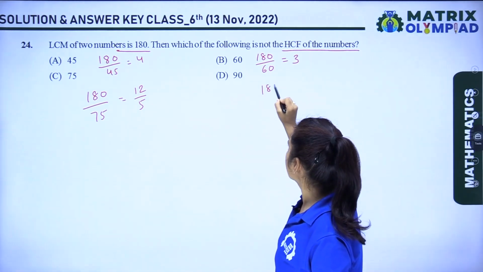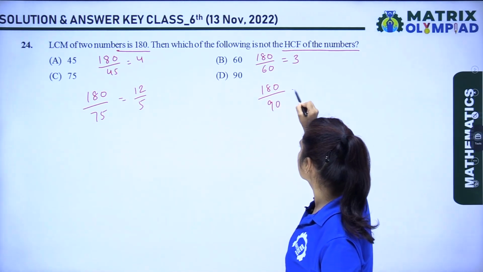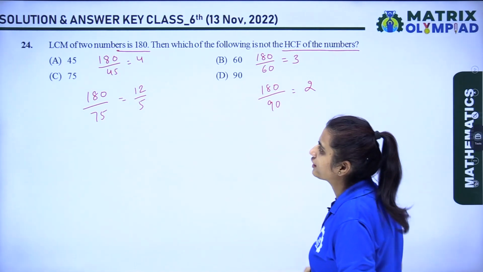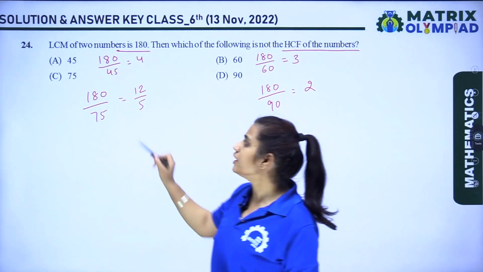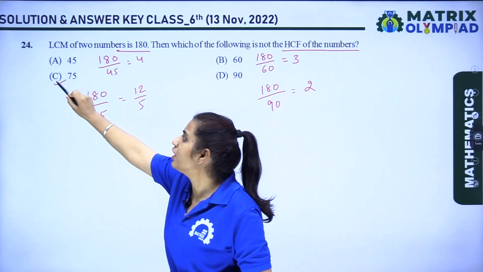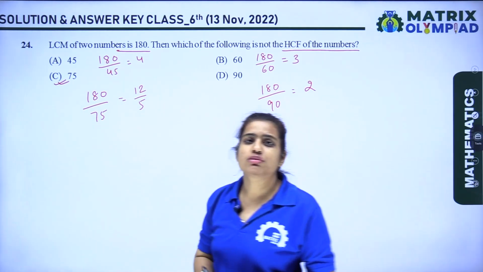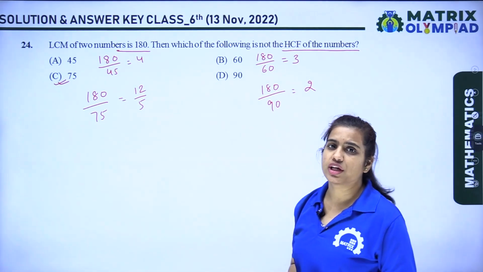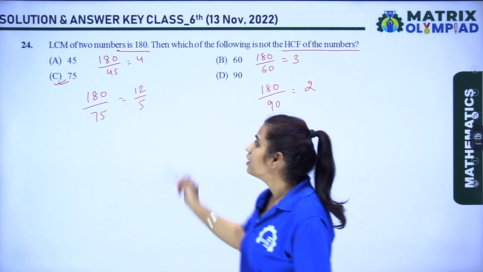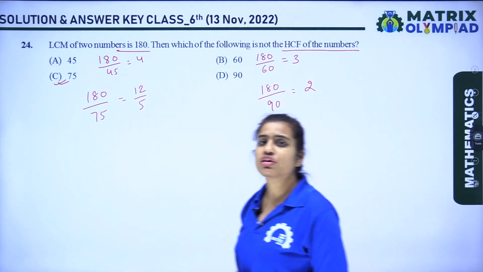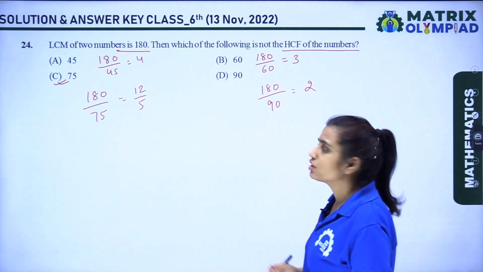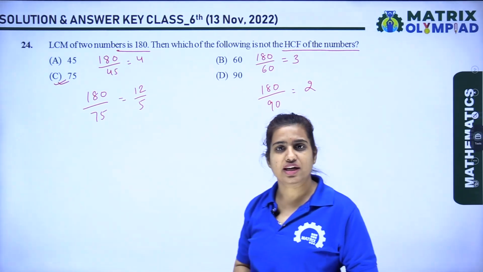And for 90, let's check. 180 divided by 90 gives us 2. It is also exactly divisible. It means that only option C, that is 75, is not divisible by the LCM of two numbers, that is 180. It means that 75 is a number which is not the HCF of the numbers. So, option C is the correct answer.